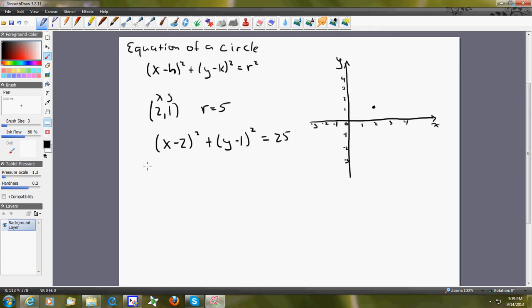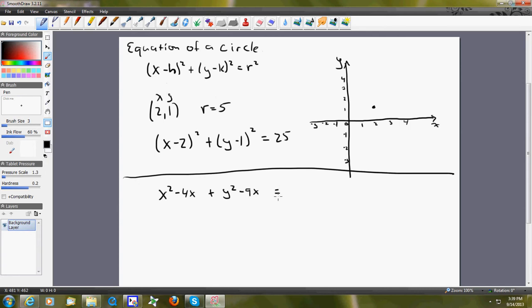Sometimes you get things that are a little bit different though. Sometimes you get other types of equations. I'm going to give you one. Let's say we had x squared minus 4x plus y squared plus 6y equals 3. Well, this is not the form (x minus h) squared plus (y minus k) squared equals r squared. This is obviously not the same. But what we can do is completing the square.